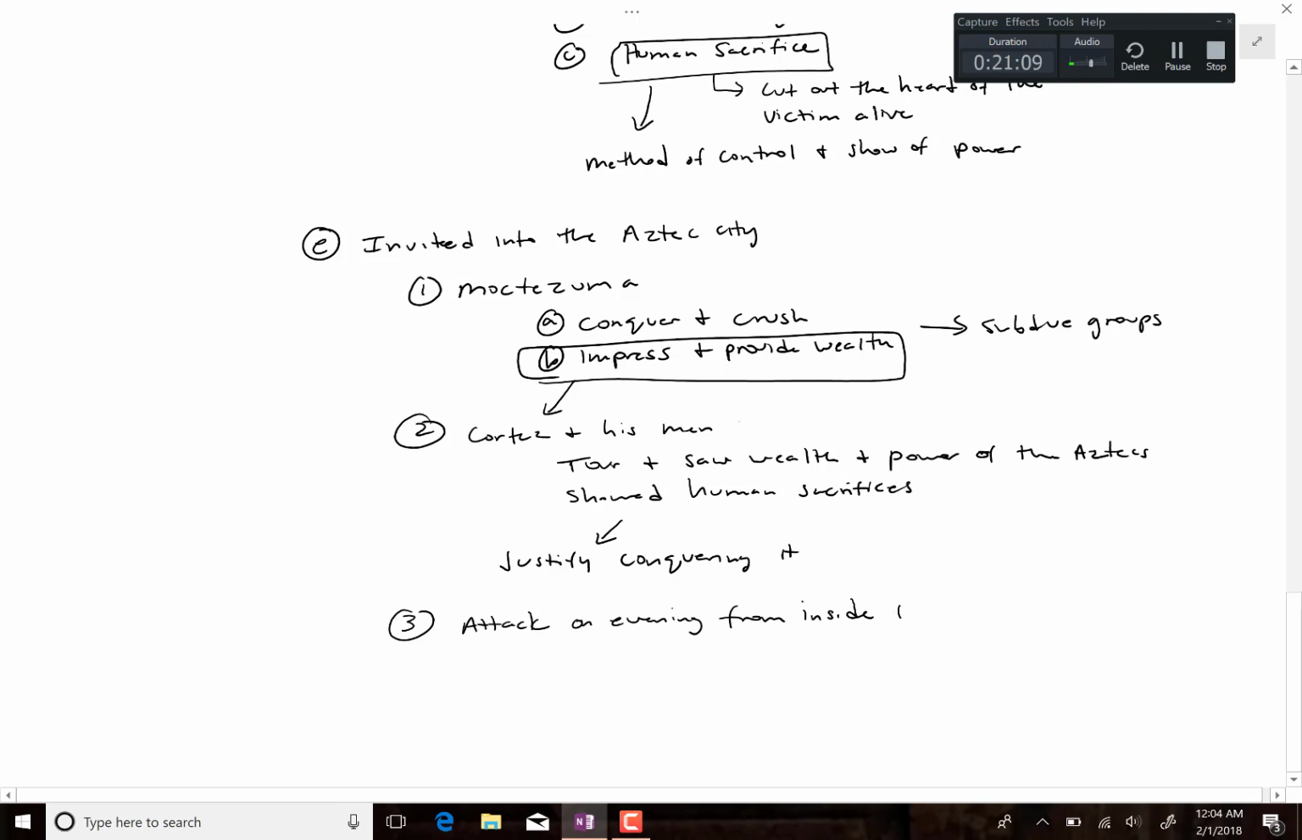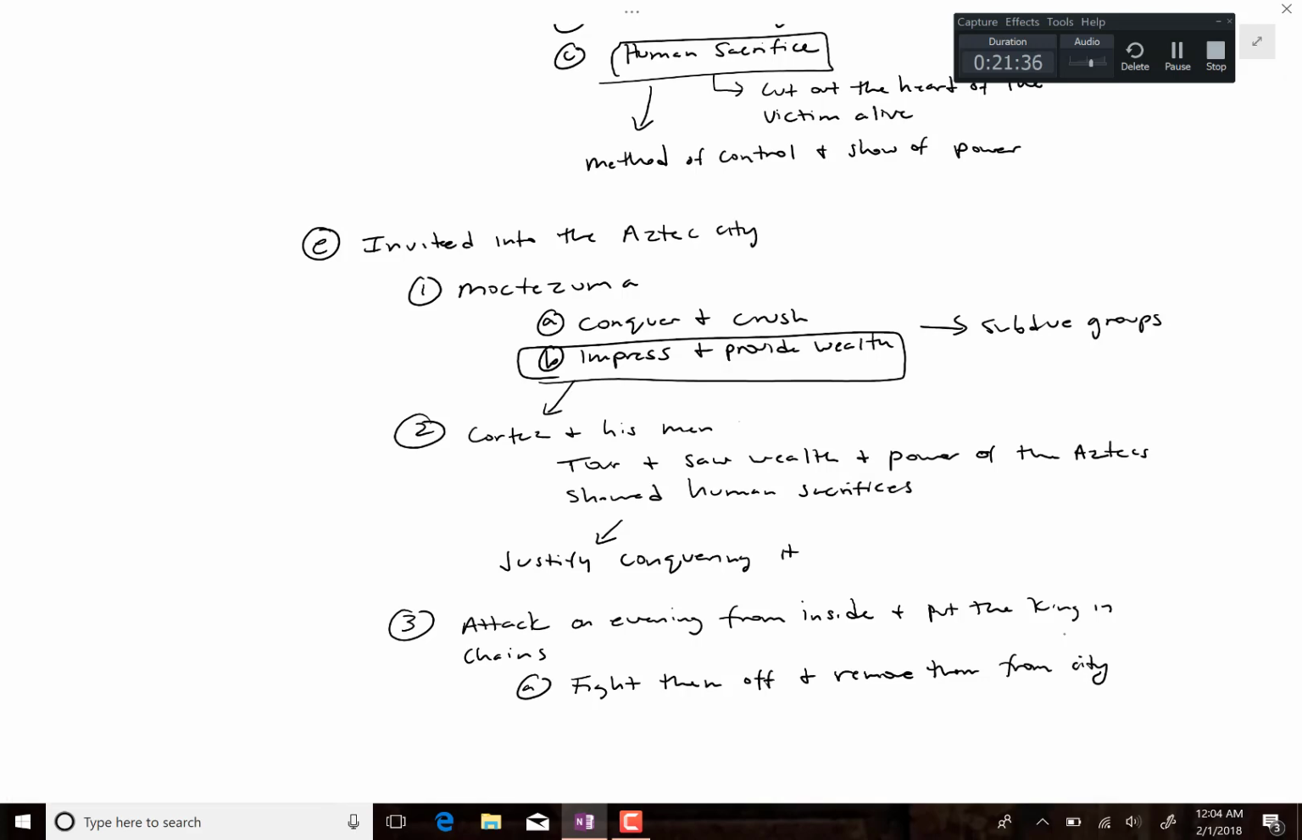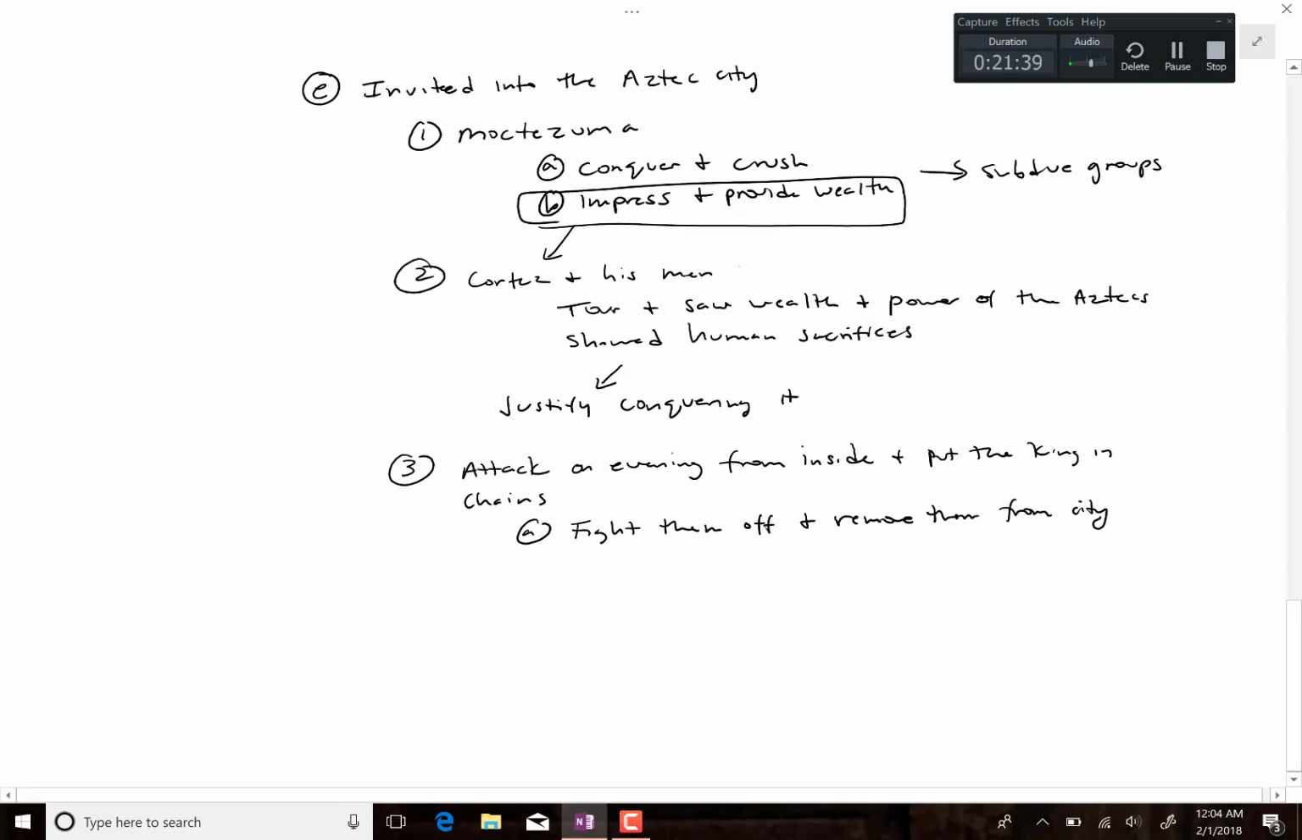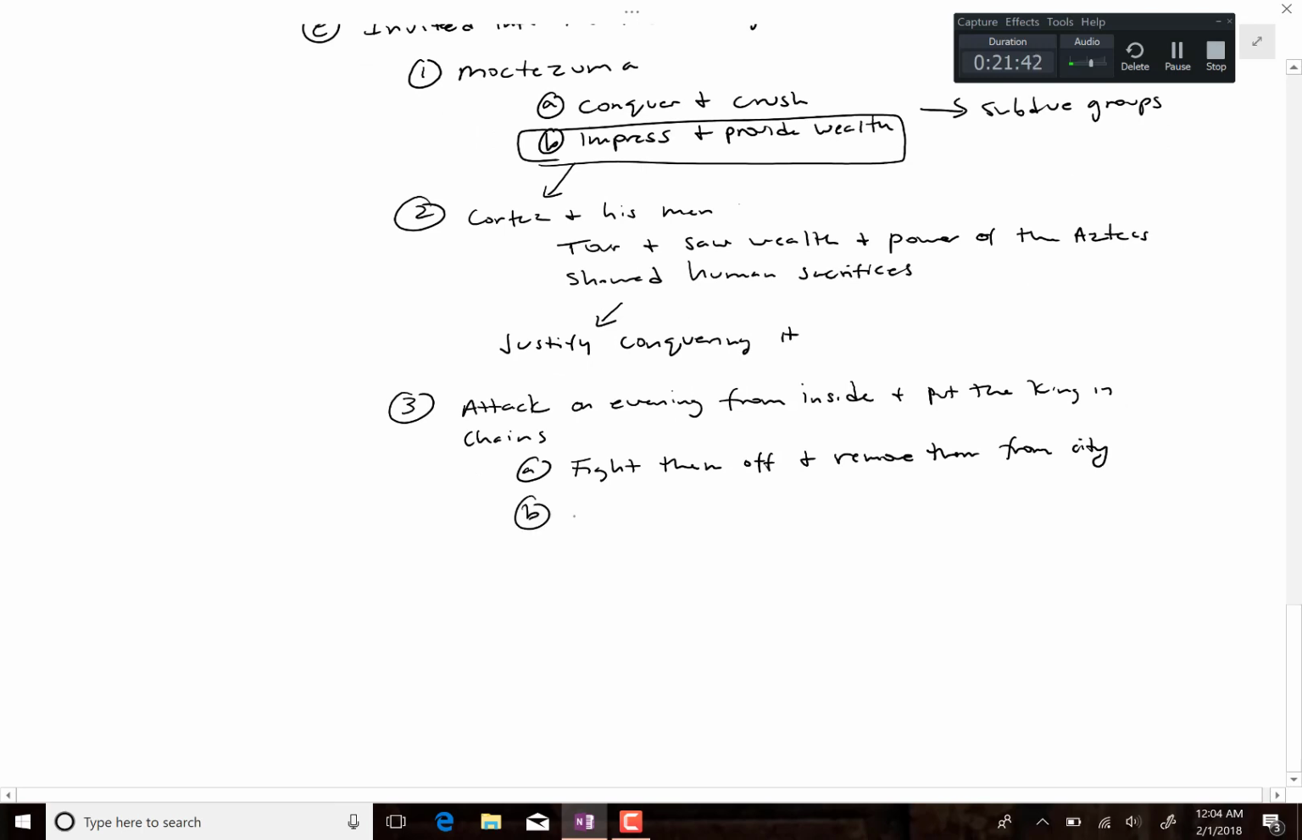They put the king in chains. This shows you how impressive the Aztecs were, because they were able to fight them off and remove them from the city. So you have an inside attack, essentially, and they ended up technically not being successful. So what they did is they decided to wait for reinforcements. They sent word and waited for reinforcements.